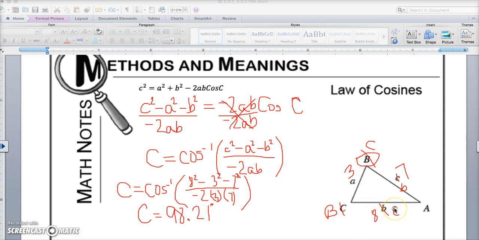And I could go back and relabel my triangle to make this actually be C. This would be A and B. That would be side C. And I could plug it back into the formula, find this angle, and find that angle the same way using the law of cosines.